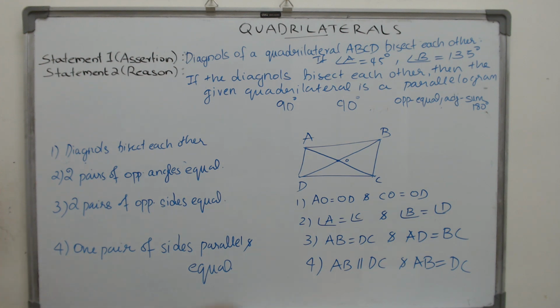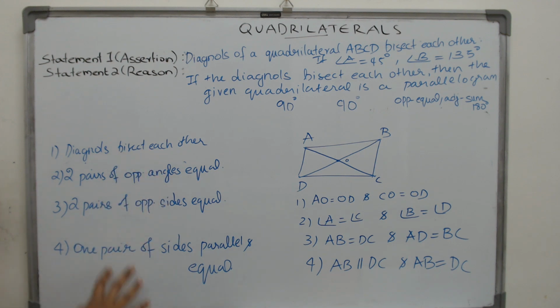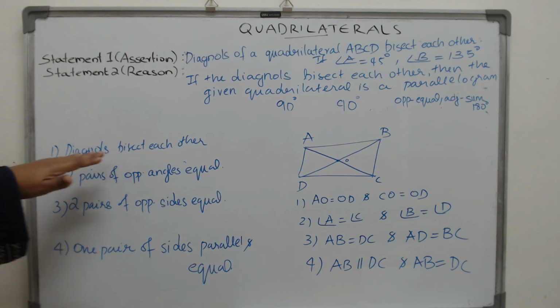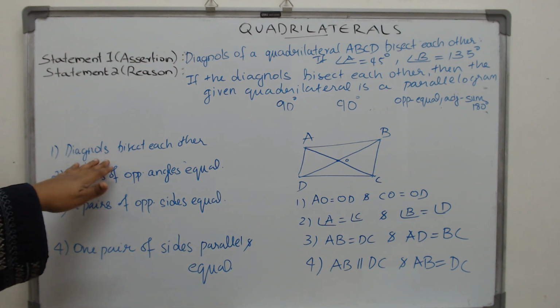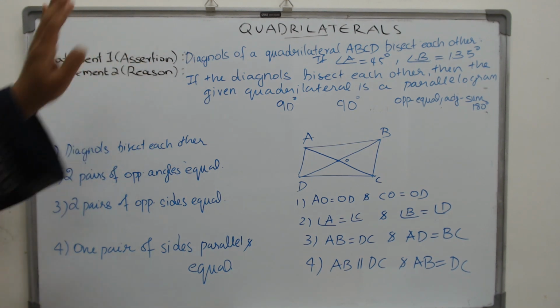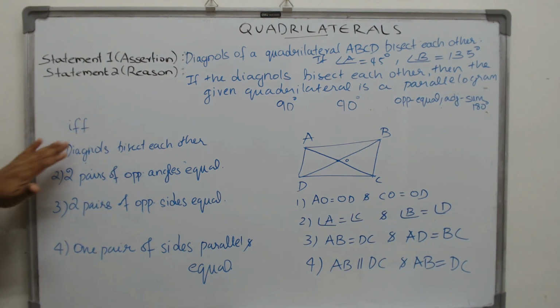Then, to prove that it is a parallelogram, any one of these 4 conditions must be satisfied. There are 4 conditions here. Take the first one, the diagonals: if they bisect, it is a parallelogram, and it is what we call an if and only if condition. It is often referred to as IFF. It means if and only if.